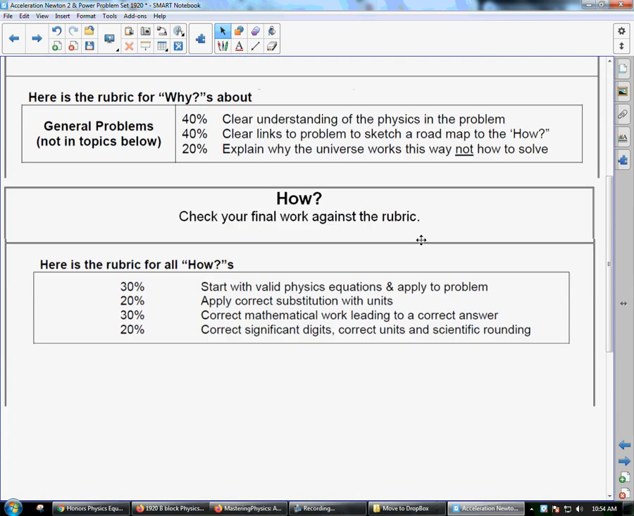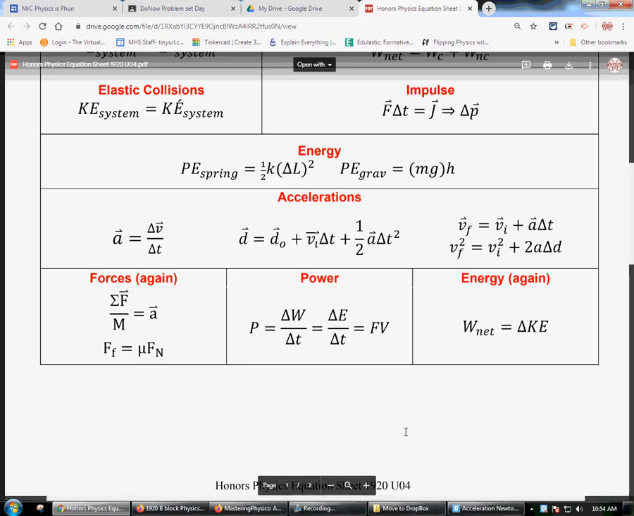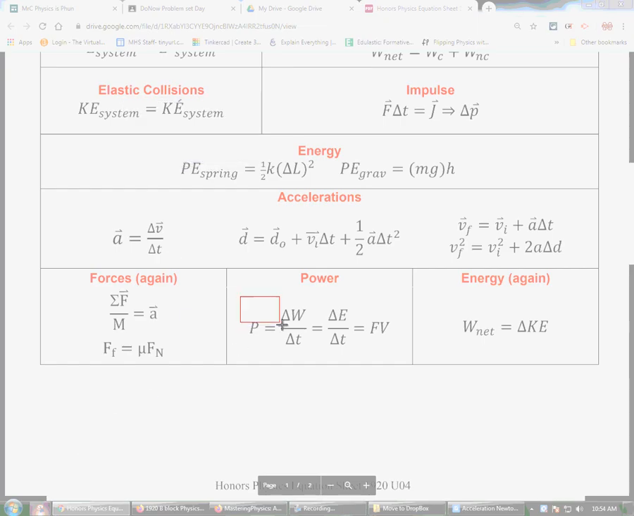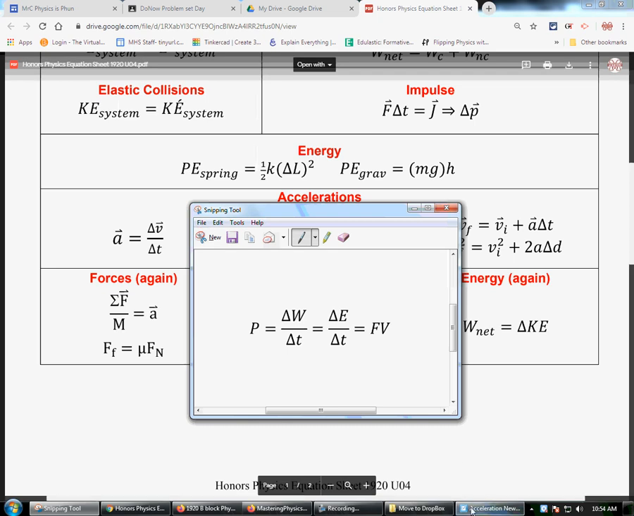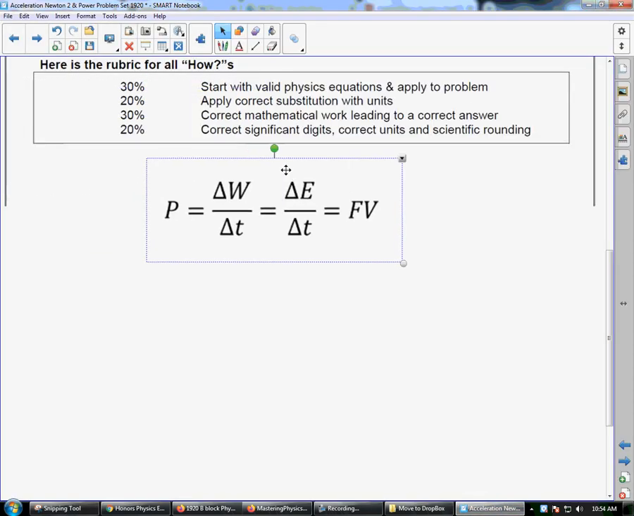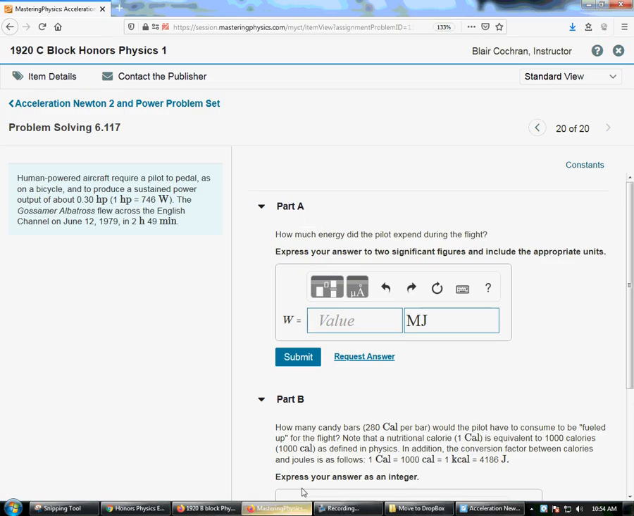All right, let's go down here. We know we're looking for the relationship with power and energy. So I'll grab my snipping tool, and I'm going to grab this whole host of equations, which are about power and energy. And then we'll just stick them in here, and we'll see which ones we use. All right. And let's see, what do we know?